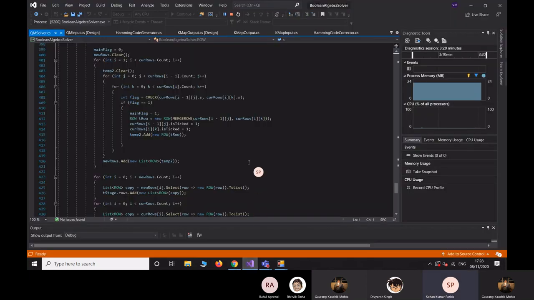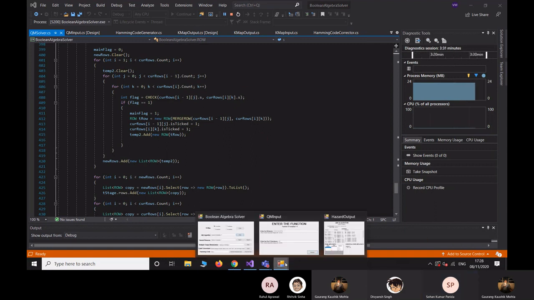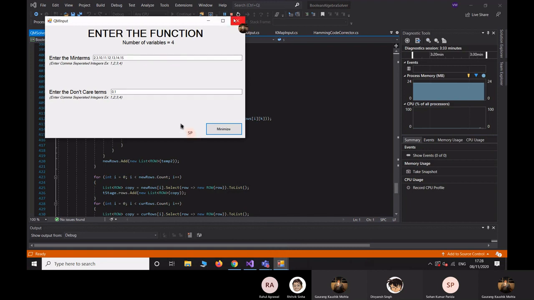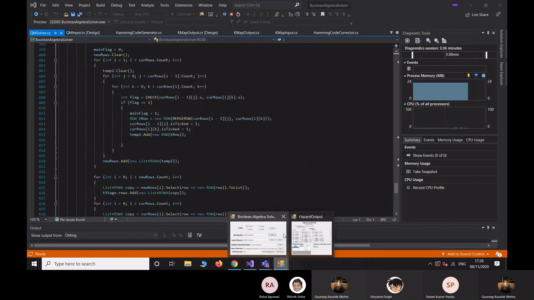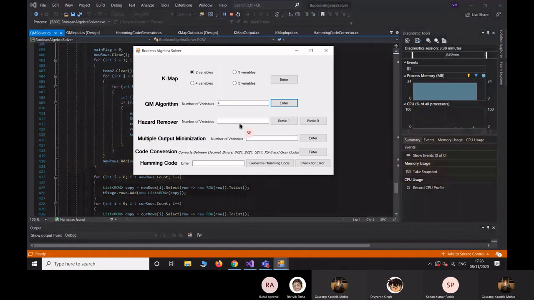Now, taking another example, for 5 variables. As the efficiency of the QM algorithm lies in the fact that we can use more number of variables in place of K-map.